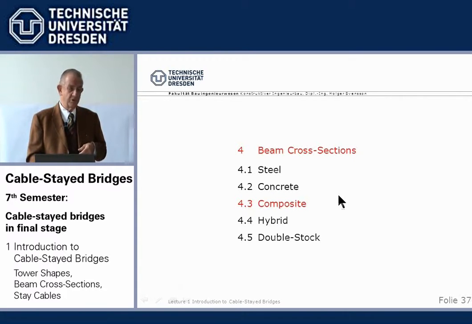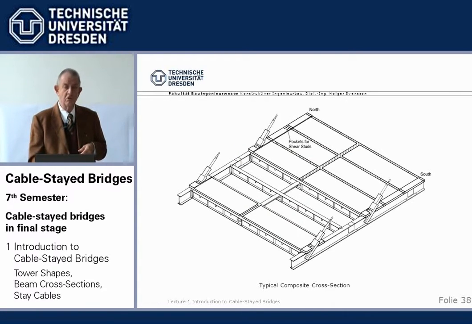Composite. What are composite cross-sections? Verbundquerschnitte. Well, we have a steel grid, and on top there we have a concrete roadway slab. Very often used in countries, say outside of Germany, where they don't have the welding facilities to do orthotropic decks, because this is then much more economic than an orthotropic deck.